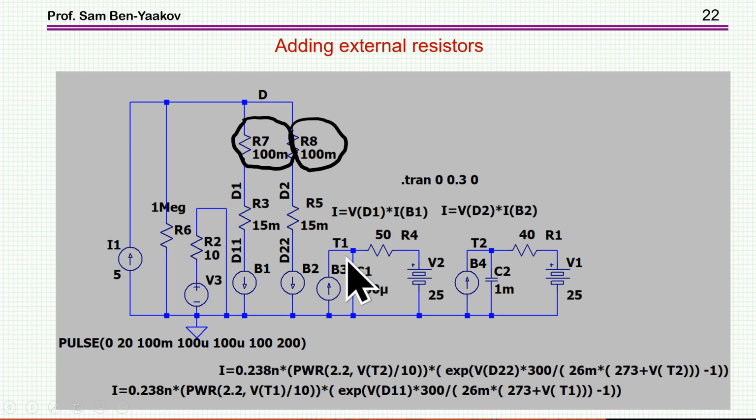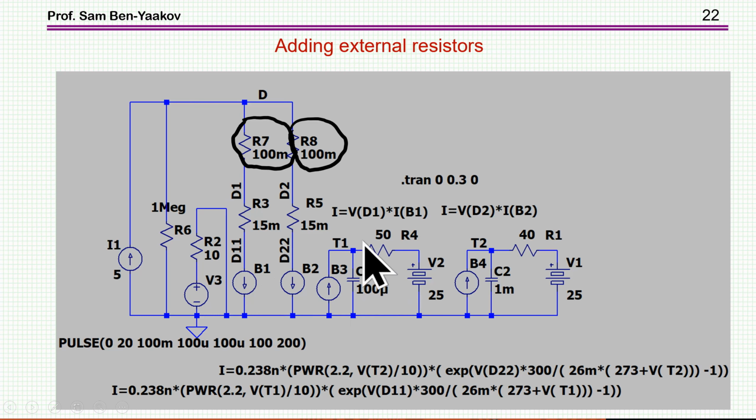A solution that is sometimes adopted in the industry is to add series resistors. The idea is to add, in fact, negative feedback, because as the current increases, say on one side, the voltage drop on the resistor increases and the voltage across the diode decreases, so this has the tendency of bringing the current back down. It's a negative feedback effect.